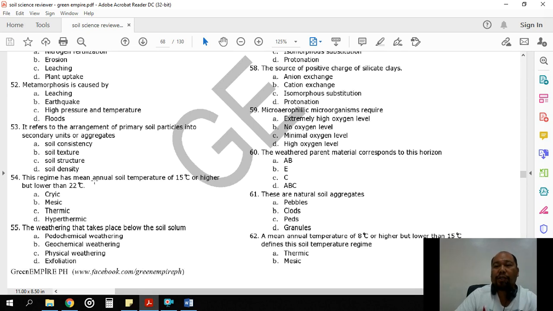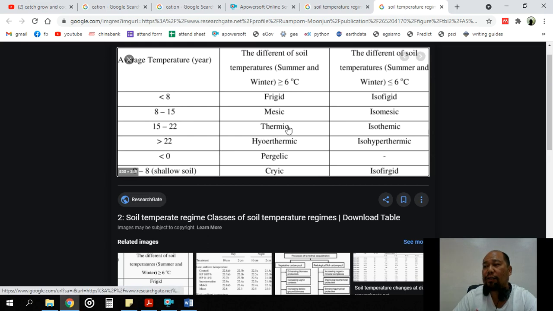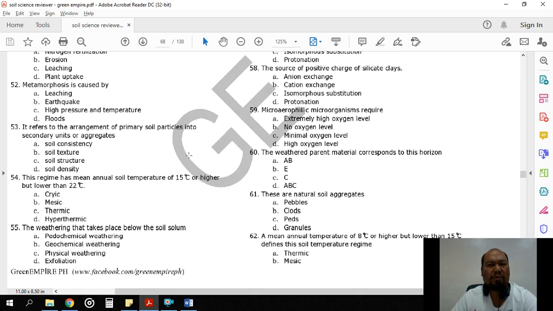So, this regime has a mean soil temperature of 15 degrees Celsius or higher, but lower than 22 degrees Celsius. That is what we went through: thermic. Let's see again. Yeah, it's thermic. There is also hyperthermic, isohyperthermic, and so on. You can check that out. You don't need to memorize it. Just be familiar with it. The more you come across these regimes, the more you will understand them. The more you encounter them, the less you will forget. If you try to memorize, you will forget it.